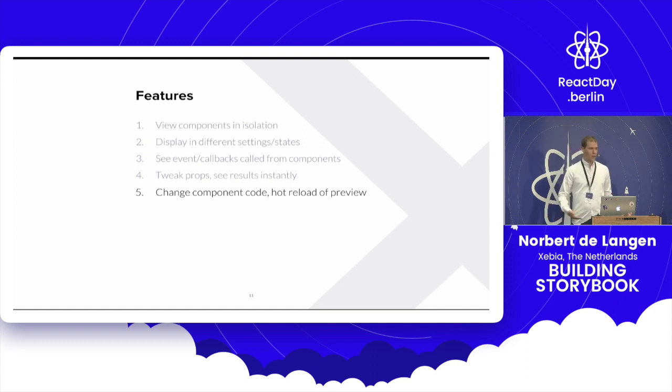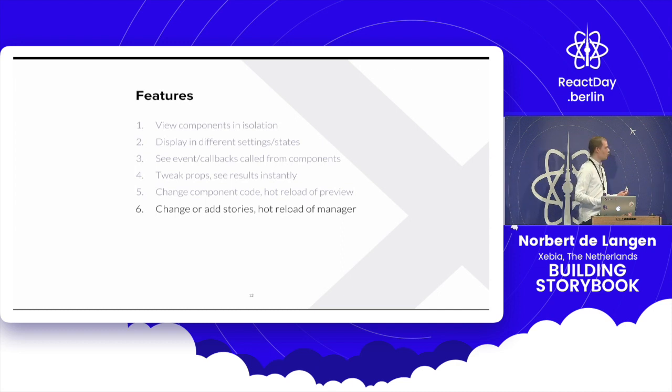And since it's for developers, we implement hot module reloading, obviously. So you change your code in your editor, and we swap out the component at runtime. But also, we swap out the stories or the settings that you change. So in Storybook, you describe your component in a list of states. And so when you add a state, we add it immediately using hot module reloading as well.